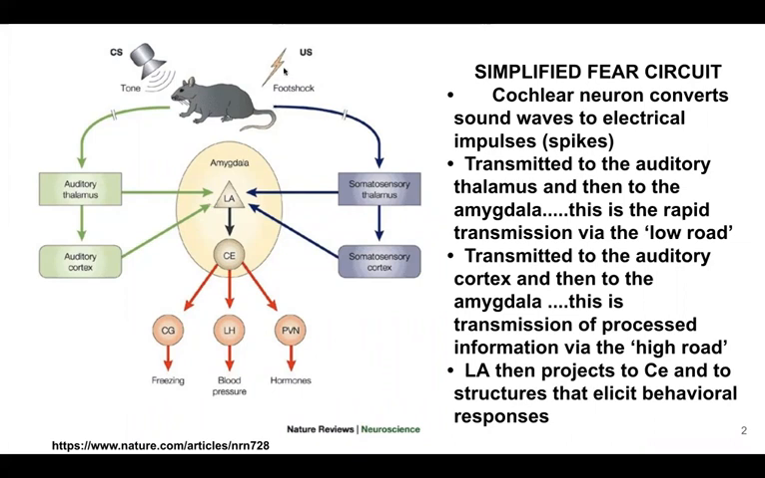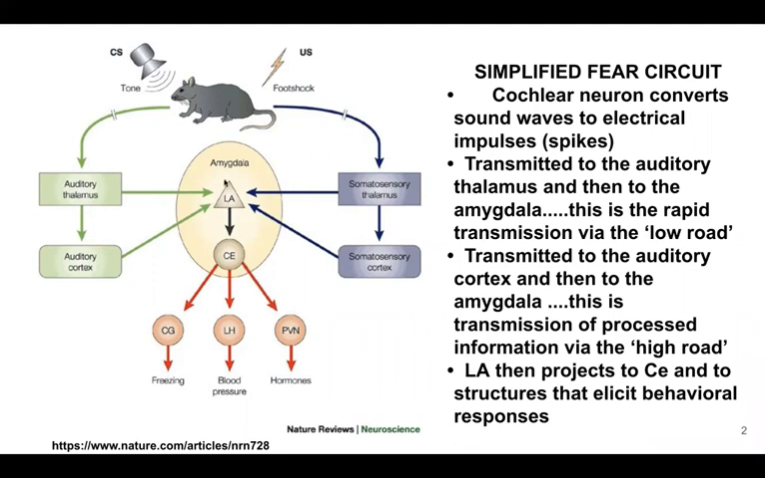Now, as we can see on the other side, there's the unconditioned stimulus, which is the foot shock. And this is a stimulus that sends pain signaling from this shock to the somatosensory thalamus. And this can go to either the somatosensory cortex or the lateral amygdala. But it's important to note here that both of these converge at the lateral amygdala.